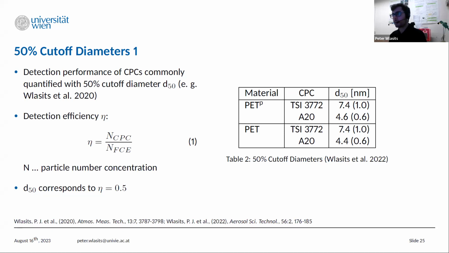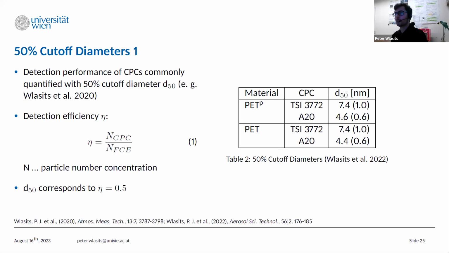So if we, for example, take the TSI 3772, then we see that for the higher purity PET we got a cutoff diameter of 7.4 nanometers. For the same CPC but commodity PET, that's the lower part of the table, we see that we get exactly the same cutoff diameters, so 7.4 and 7.4.